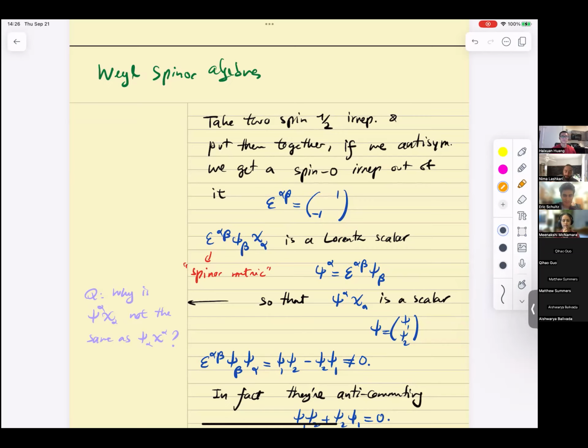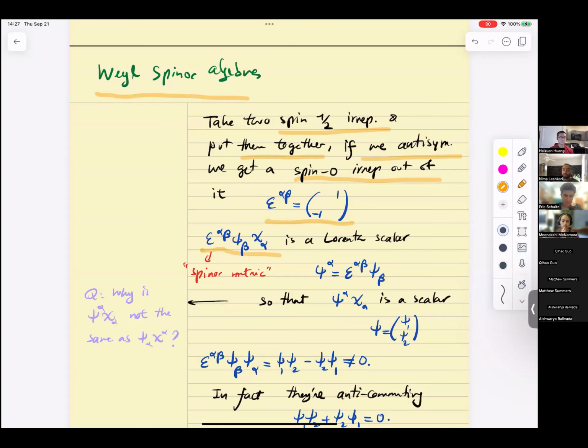All right, so now let's talk about these Weyl spinor algebra, these modes. I'm doing this because eventually I'm going to write down an action for these spinors. If I take two spin-half irreps and put them together and antisymmetrize them, as you probably remember from your quantum mechanics, you get a singlet. This is a spin-0 irrep, and you could write it by introducing an epsilon tensor in this 2x2 representation as epsilon^{alpha beta} psi_beta chi_alpha.